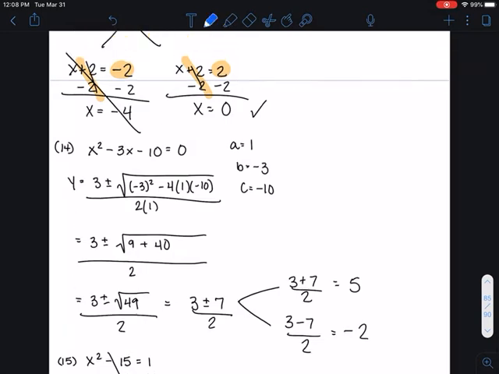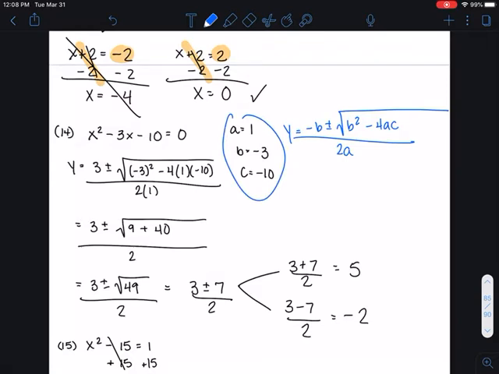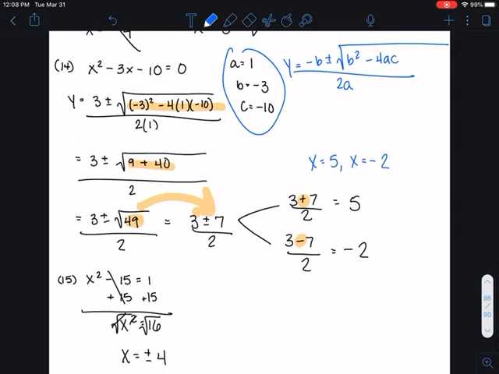Alrighty, number 14, we did the quadratic formula. The quadratic formula says that y is equal to the opposite of b plus or minus the square root of b squared minus 4ac all over 2a. Alright, and we said that a was 1, b was negative 3, and c was negative 10. So we plugged it in, simplified the inside, square rooted it, square root of 49 is 7. So then we did 3 plus 7, 3 minus 7, both of them over 2, and we got our 2 answers. We ended up getting that x is equal to 5 and x is equal to negative 2. Don't forget to check and see if it works, okay?